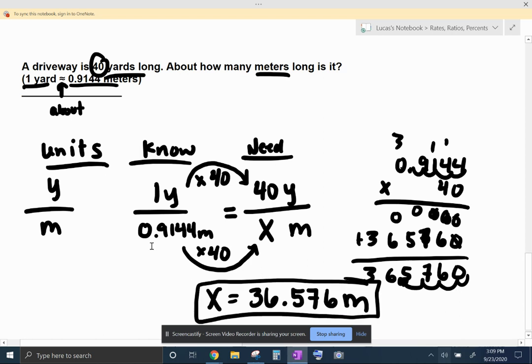So all we do whenever we're converting between measurement systems is we take the given measurements, or the given ratio between the two different types of measurements, and then we set up a proportion. Let me know if you have any trouble with that. Be happy to help.